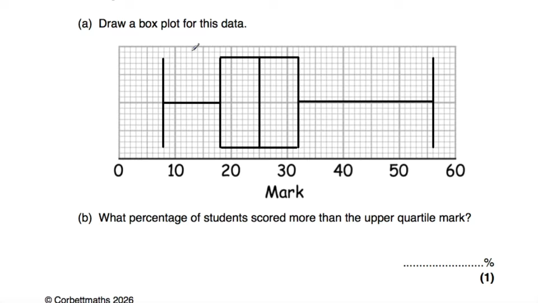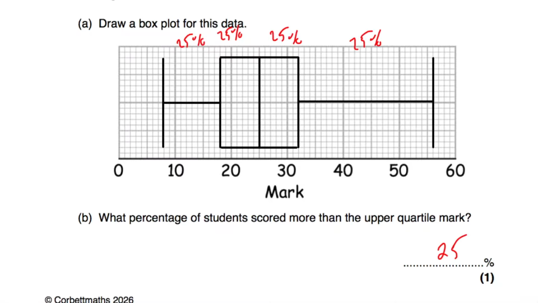Now here, with our box plot, between each of those vertical lines is 25%. So 25% of the data will lie between the lowest value and the lower quartile. 25% of the data will lie between the lower quartile and the median. 25% of the data will lie between the median and the upper quartile, and 25% of the data will lie between the upper quartile and the highest value. So we've been asked to find out what percentage of students scored more than the upper quartile. So that's going to be 25%, and that's it.